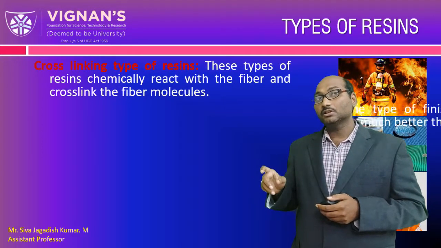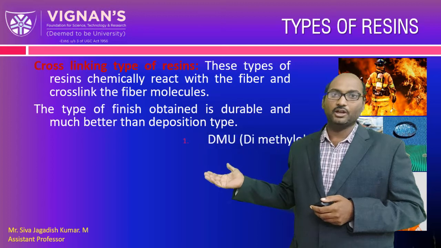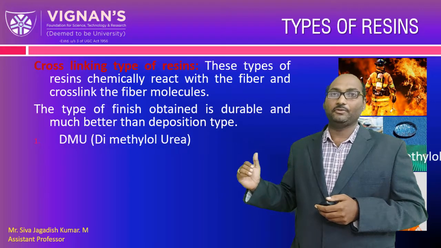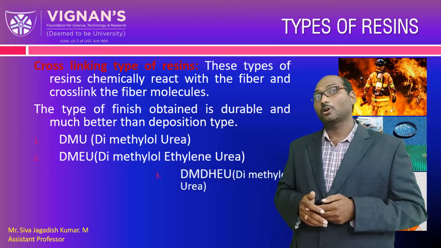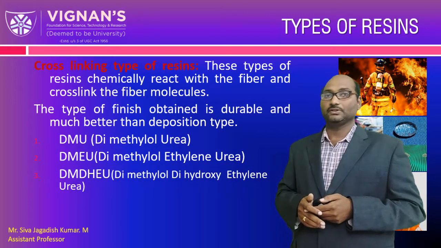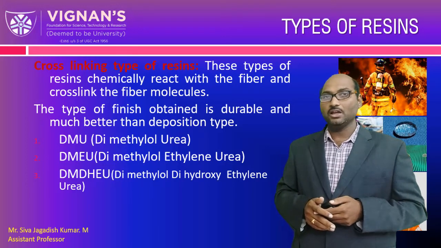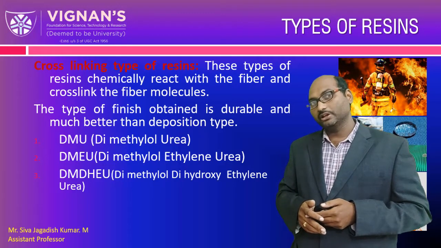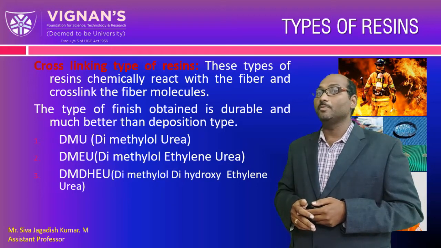The other one is the cross-linking type of resins. As we have seen in the figure, it will cross-link between various polymer chains, so it is referred to as a cross-linking type of resin. These resins chemically react with the fiber and cross-link the fiber molecules. The most commonly used is DMDHEU.